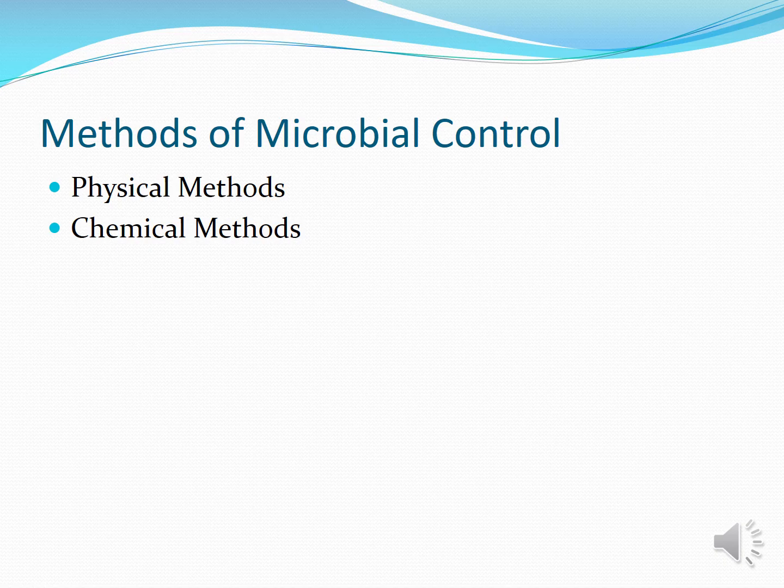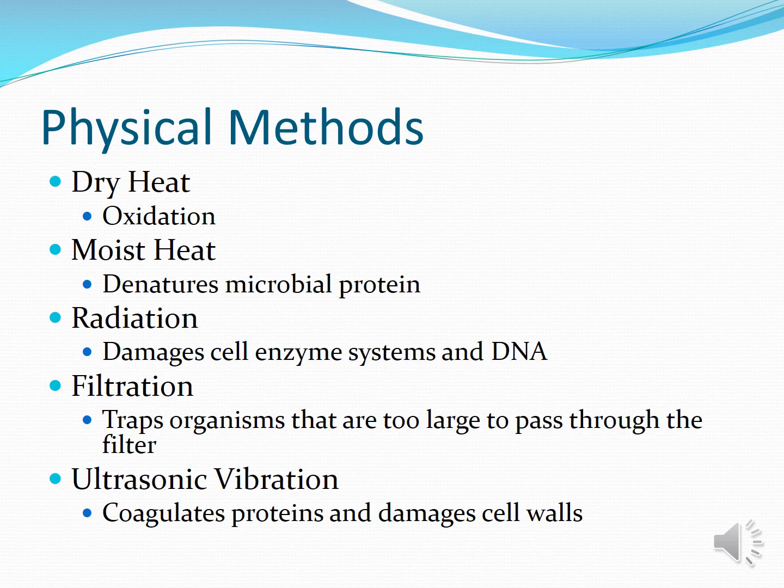So sterilization may be done by using physical methods. In physical methods we have dry heat, for example oxidation, and moist heat, which damages the bacterial cell wall or the pathogens by denaturing the proteins. Next, radiation. Here the cell enzymes are damaged and the DNA also is damaged. Filtration. So here the organisms are trapped by the filter, which is small enough to filter out the larger organisms. Ultrasonic vibrations coagulate the protein and damage the cell wall. This is the mechanism.